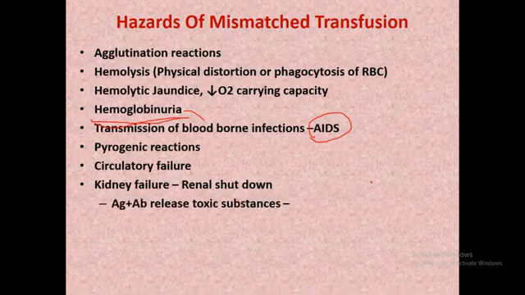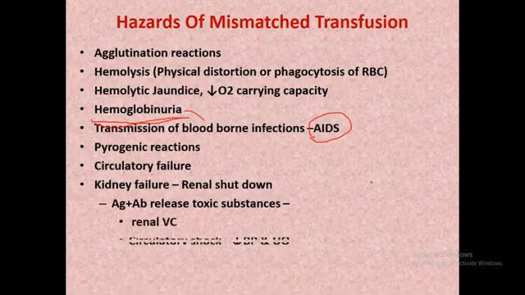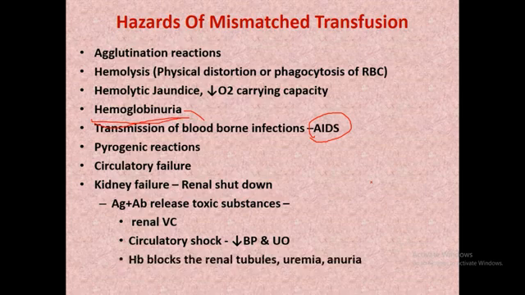These antigens plus antibody release toxic substances which cause renal vasoconstriction, circulatory shock where there is a decrease in the blood pressure and urine output. Hemoglobin blocks the renal tubules. There will be the conditions of uremia and anuria. And death is the obvious condition in the mismatched blood transfusion.